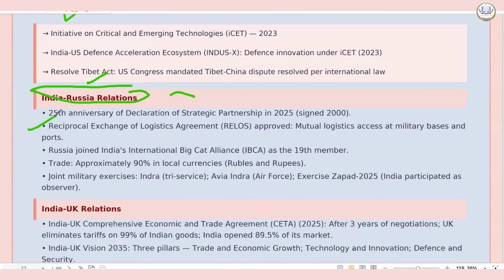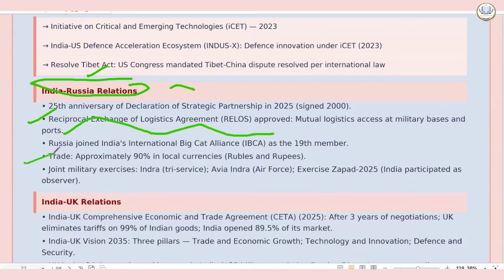There is a Reciprocal Exchange of Logistics Agreement, called RELOS, which is approved. It provides mutual logistic access to military bases and ports. Russia joined India's International Big Cat Alliance as the 19th member. Approximately 90% of trade happens in local currencies, that is rubles and rupees.